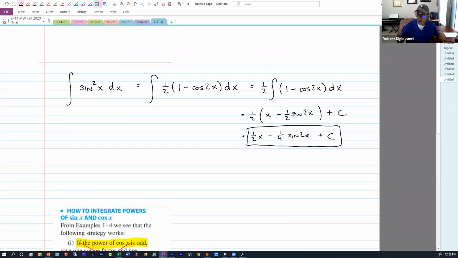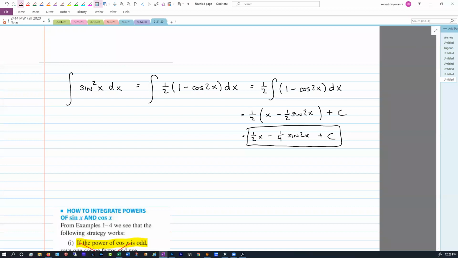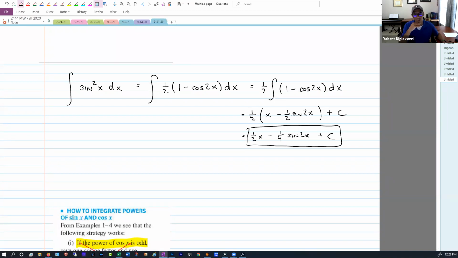So with that even power on sine, that wasn't too bad, was it? Would you all agree? Yeah, wasn't too bad. Okay. Well, unfortunately, it's going to get bad, because that was sine squared. Sine squared is the easy one. Let's take something worse, like sine to the 4th, maybe.